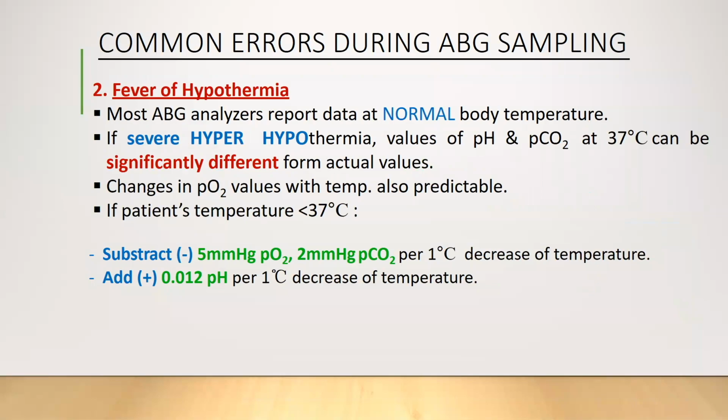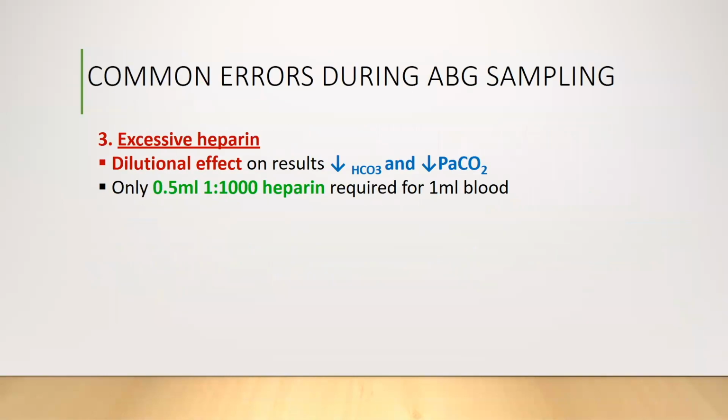Another one is the effect of fever or hypothermia. Most ABG analysis is reported at normal body temperature. If there is severe hyperthermia or hypothermia, the value of pH or PCO2 can be different, depending on the temperature as well. Excessive heparin also can affect the ABG interpretation due to the dilutional effect and cause a low bicarb or low PCO2.